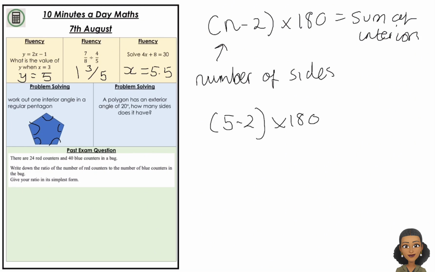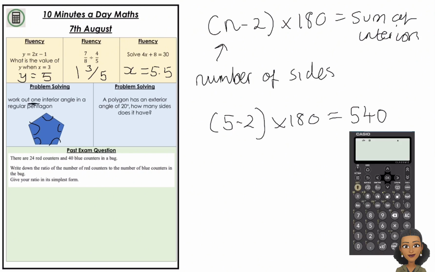Now you can put that all in your calculator with the brackets, because don't forget your calculator can do that. And you can see on the screen that I then get the answer of 540. Now our final step, because it wants you to work out one interior angle, we've got 5 angles that add together to make 540. So in order for us to find one, we're going to do 540 divided by 5.